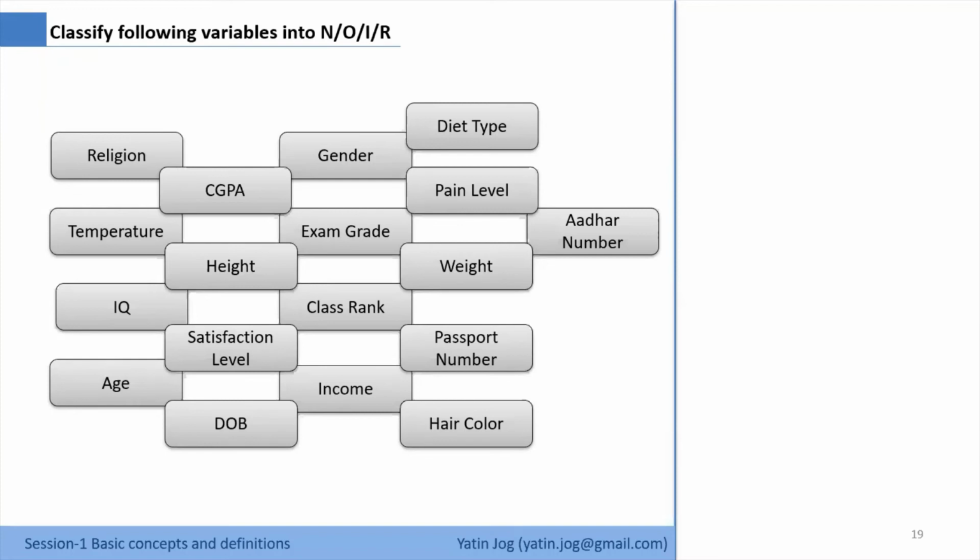Diet type. Diet type has to be nominal. These are just labels. Low fat diet or high fiber diet, whatever it is, these are just labels. Pain level has to be ordinal. We have discussed any kind of level is always ordinal. Weight, just like height, weight is also ratio. So I'll skip that. Passport number and Aadhaar number. Anyone?